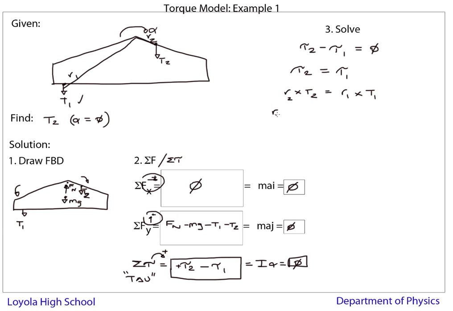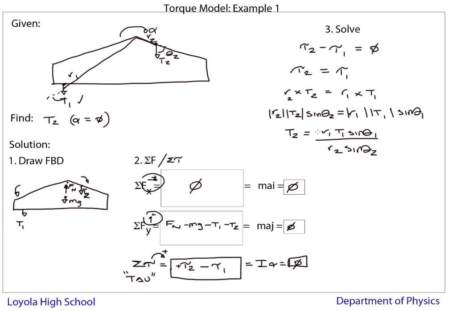As you saw, the vector cross product is the magnitude of R times the magnitude of the tension times the sine of the angle between them, theta 2, which is the angle there. Likewise, R1, magnitude tension 1, sine of theta 1, which is the angle here. If you solve for these, tension 2 is equal to R1 tension 1 sine theta 1 over R2 sine theta 2. And there's a first example of the torque model.